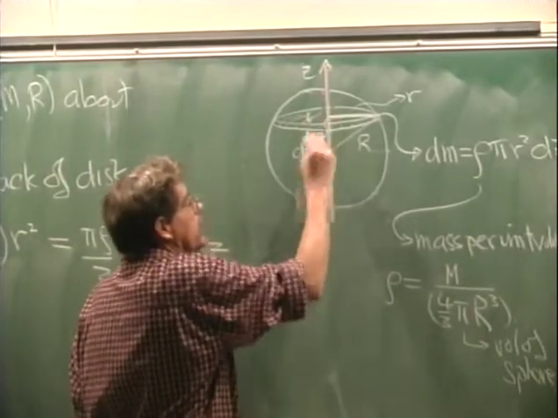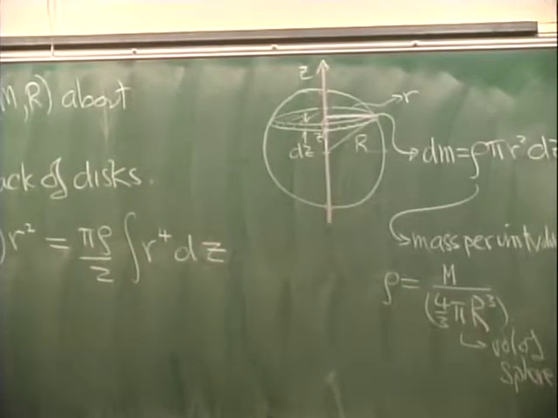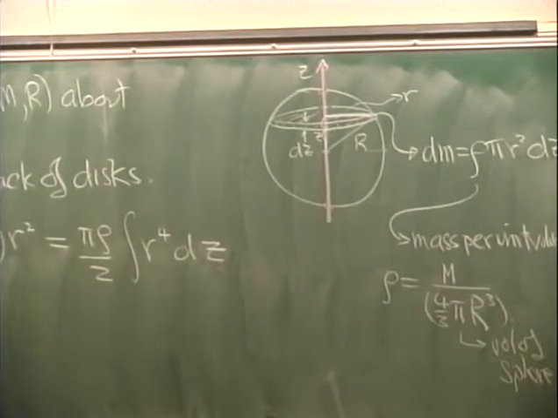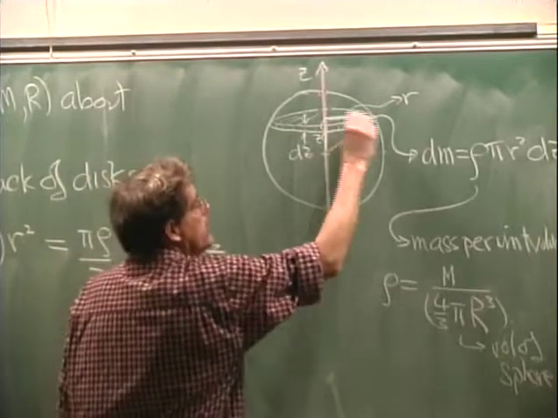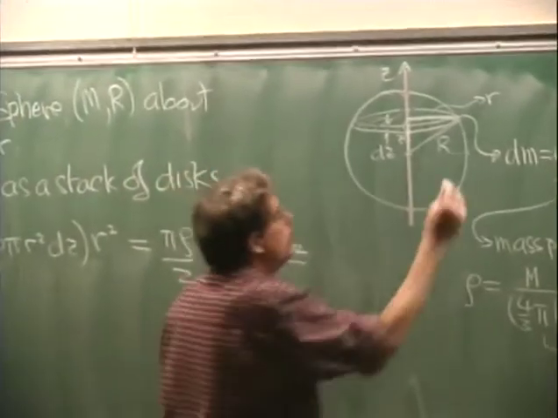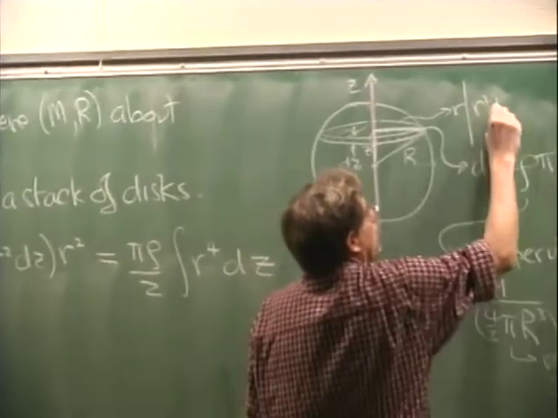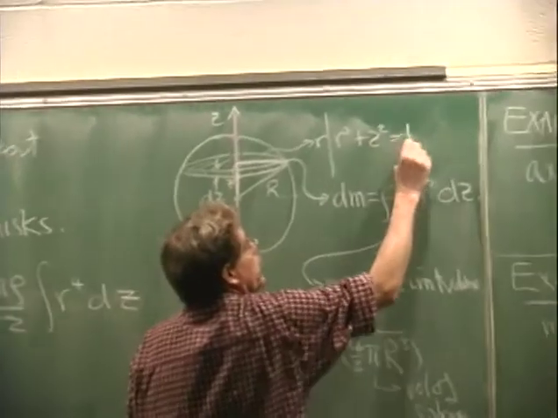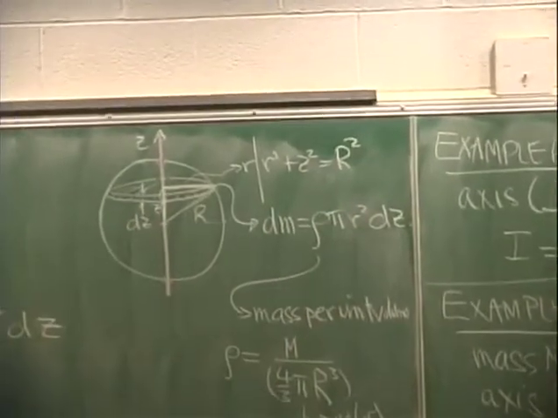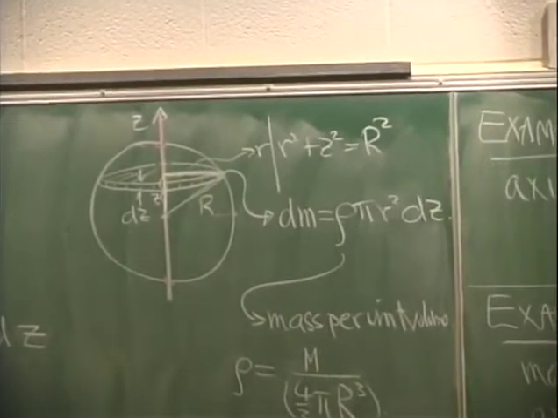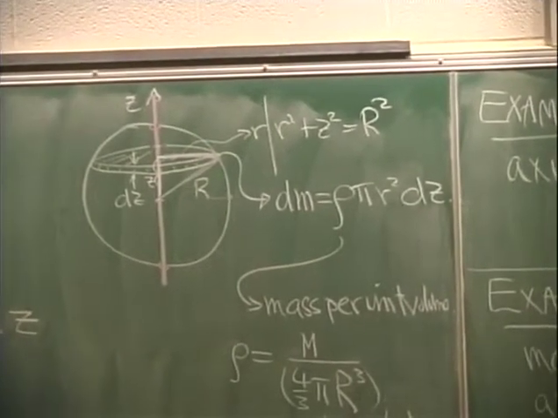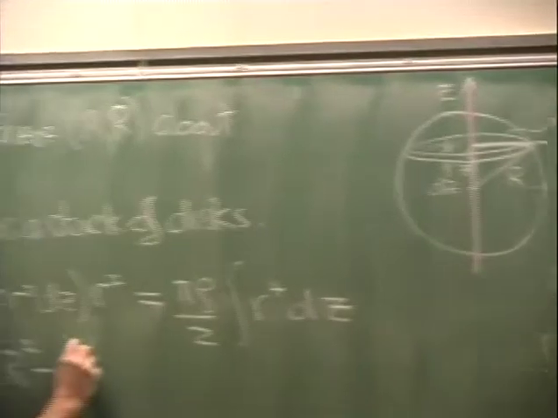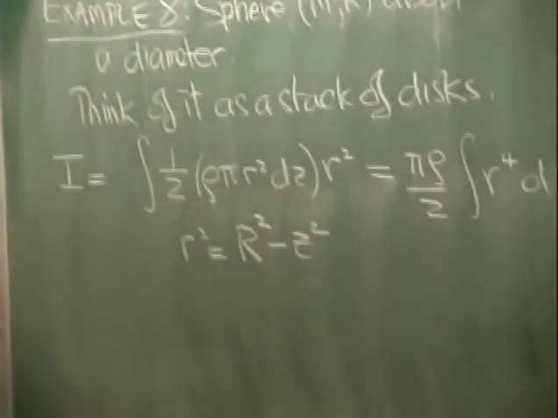So if this is the pancake in question, I've got to find, for that z, what is little r? Can you see the Pythagorean theorem on this triangle? It would say r squared plus z squared is equal to capital R squared. And therefore, little r squared is capital R squared minus z squared.